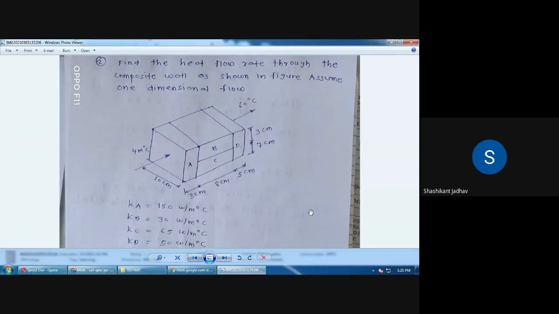Find the heat flow rate through the composite wall as shown in figure. So whatever the diagram is given, from this diagram we have to calculate the heat flow rate for this particular composite wall.